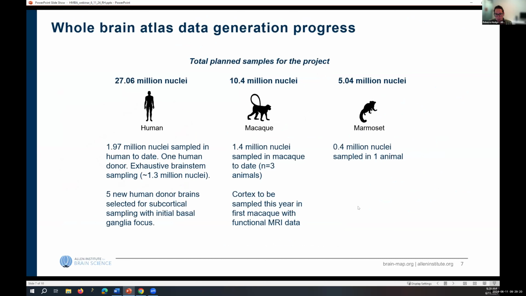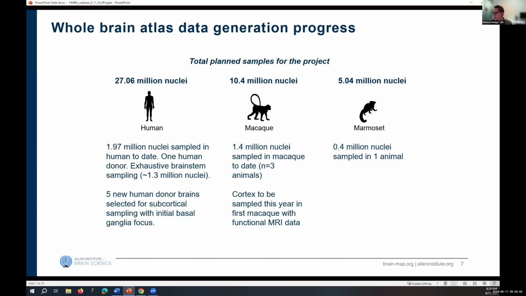After roughly a year of active data generation, we've made some substantial progress. We've had a main initial focus on subcortical sampling, and we've recently achieved the milestone of completing sampling in our first human donor and plan to begin cortical sampling using these techniques I just talked about in macaque later this year. Fenna Krienen's group, who is leading the atlasing efforts in marmoset, also recently completed full sampling of their first marmoset animal subcortex.